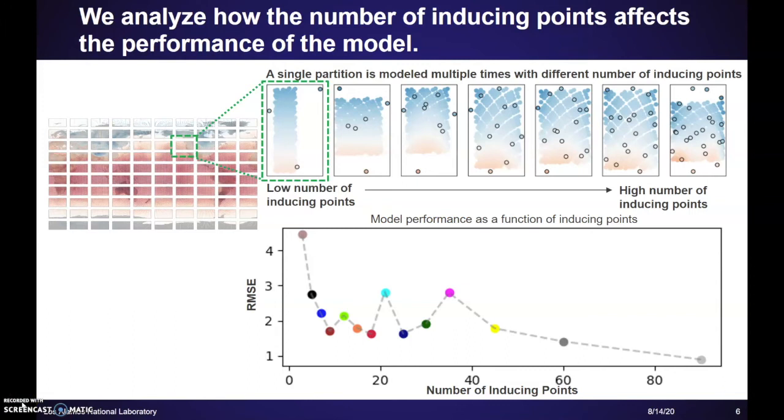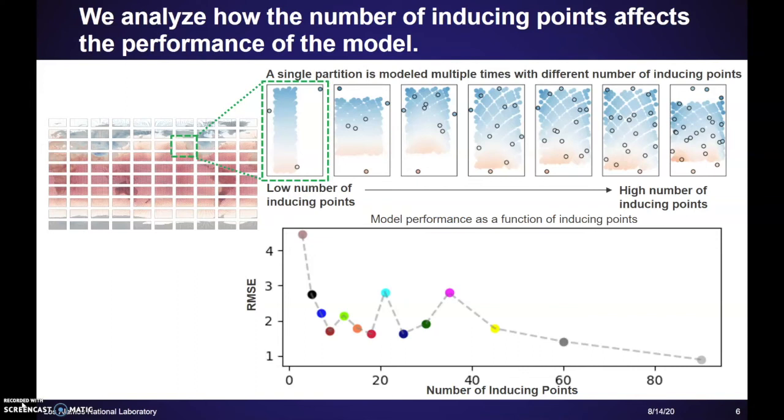With the aim of answering these research goals, we need to determine how many inducing points are needed to describe the data adequately. To do this, I begin by selecting a single partition from the figure in the top left. In this case, it happens to be the Pacific coast of the United States. I then fit multiple Gaussian process models to the data contained within this partition, but I varied the number of inducing points for each model.